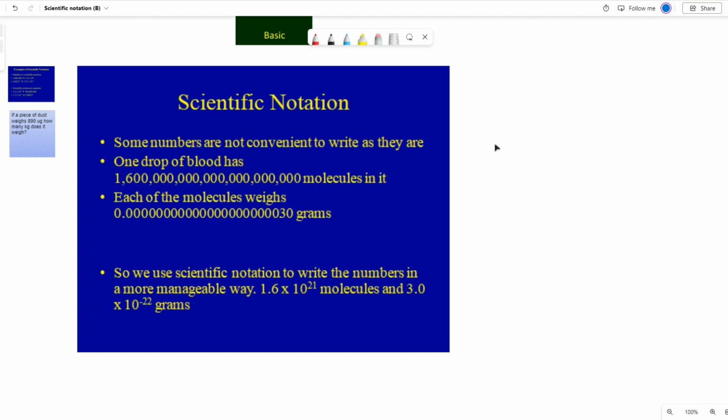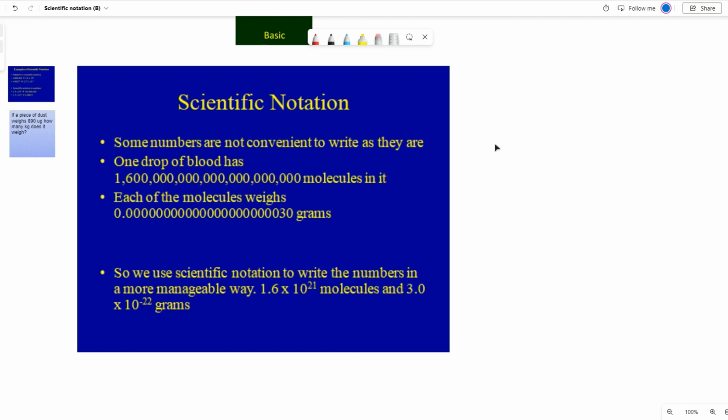Hello, my fellow chemists, and in this video we're going to take a look at scientific notation. Sometimes numbers are not convenient to write the way that they are because they're either extremely large or extremely small. And this happens a lot in the field of chemistry and in science.